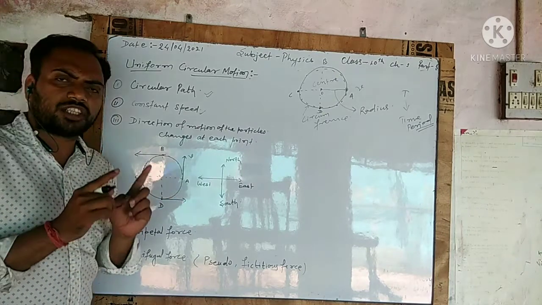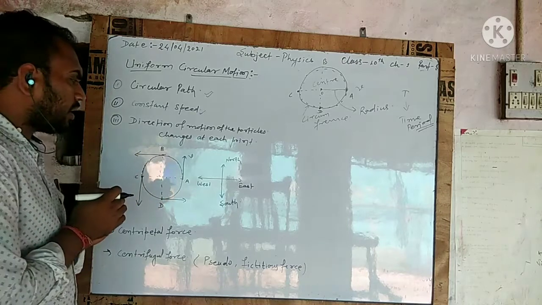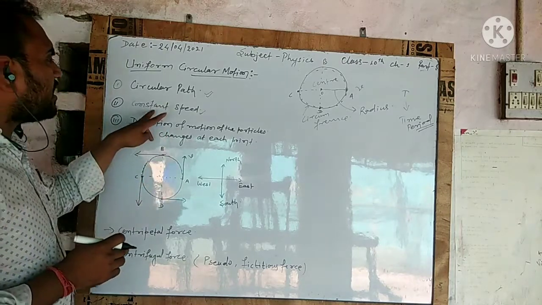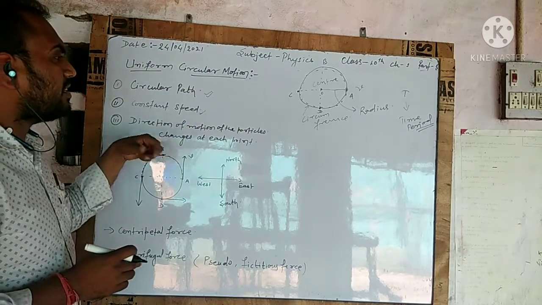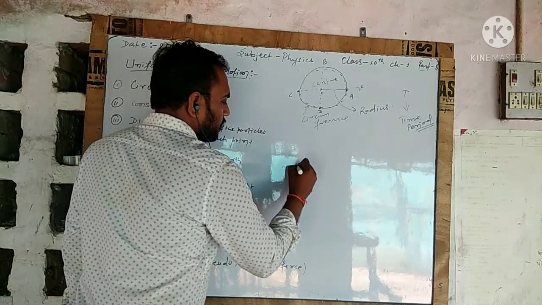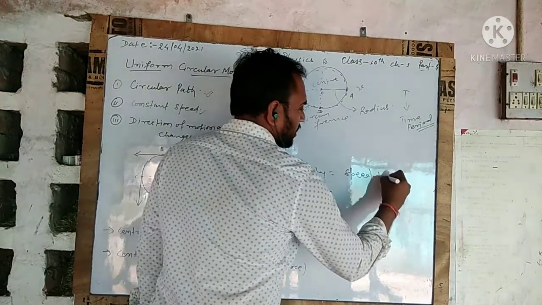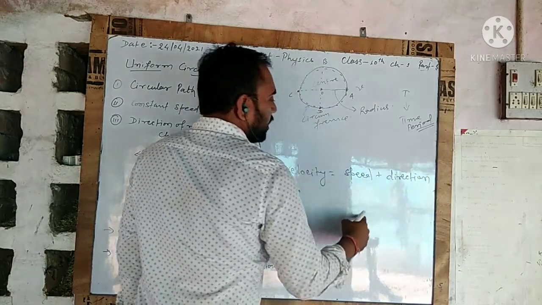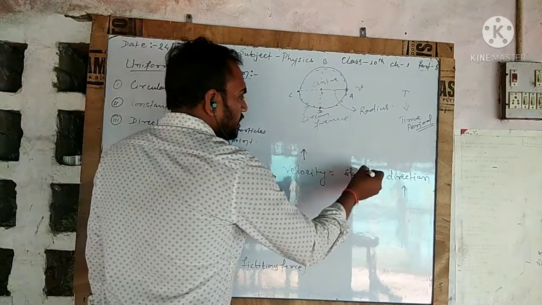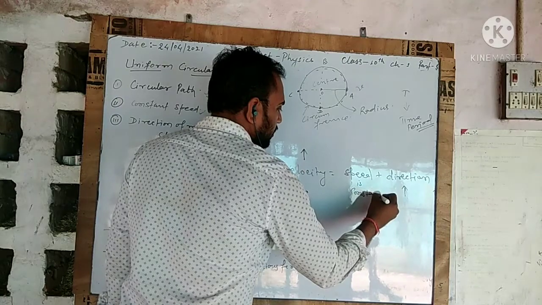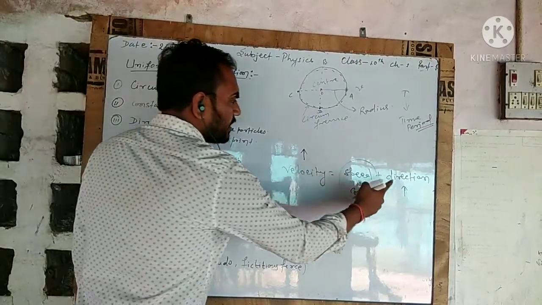When a body moves on a circular path, its direction will definitely change at each and every point. So its speed is constant and its direction is changing. It means that the velocity of the body is changing at each and every point. Velocity is basically speed plus direction. That's why if direction is changing, then velocity will also change. Because speed is constant, it is not changing, but due to the change of direction, velocity will change.